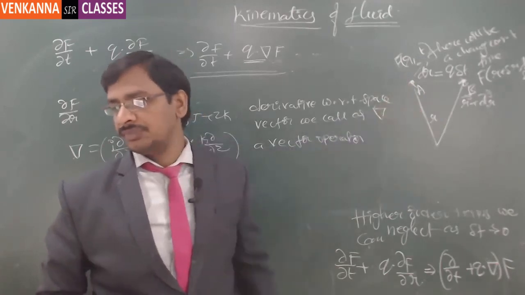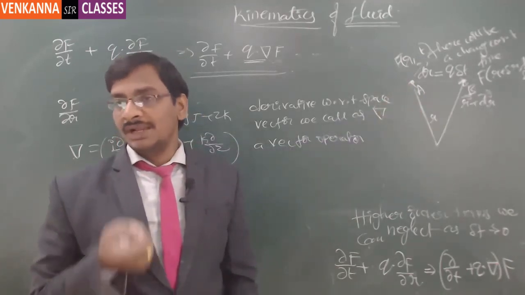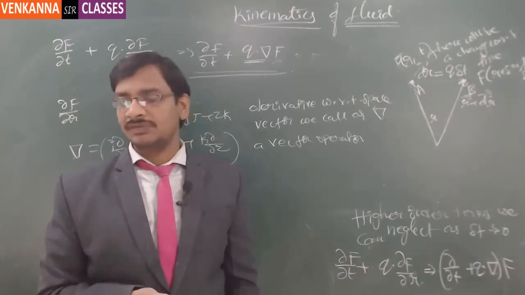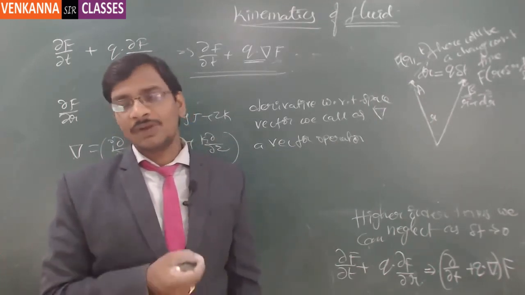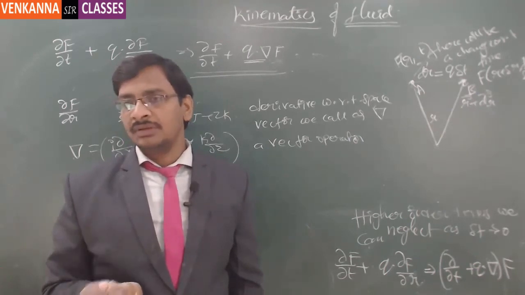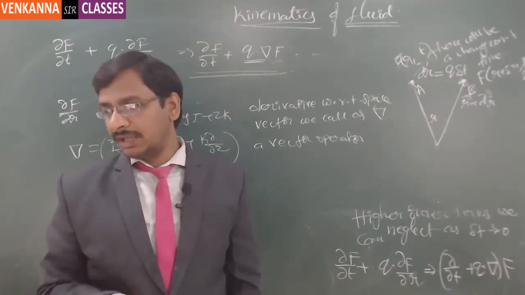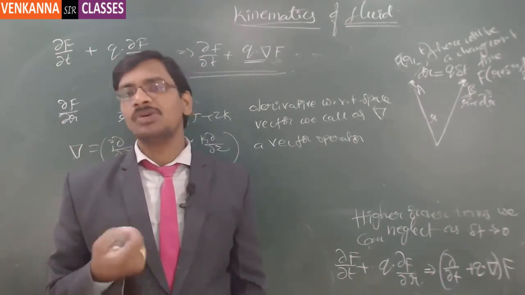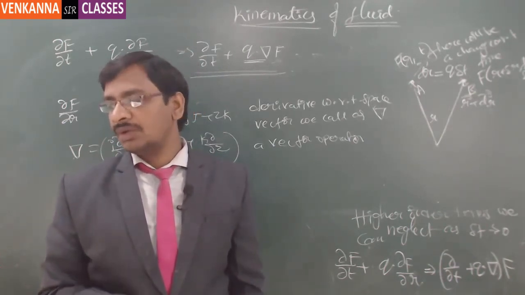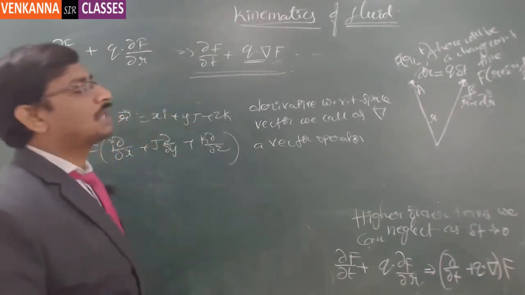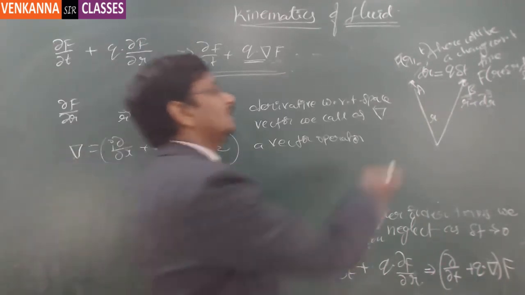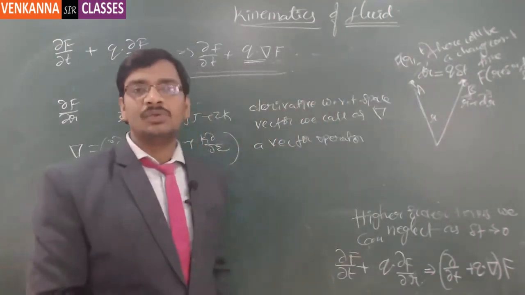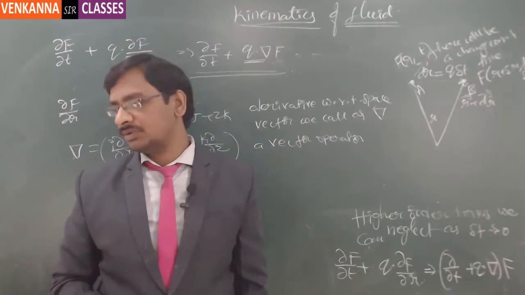Got it or not? So that means at the initial position itself, there might be a change with respect to time. And then while moving from here to there, there will be a change in the property again. Just because of the movement, it has got some more change in the fluid property. Essentially, there is a time rate of change here, and there is a change because of the movement. These two together we call the change of the fluid property. Got it or not?